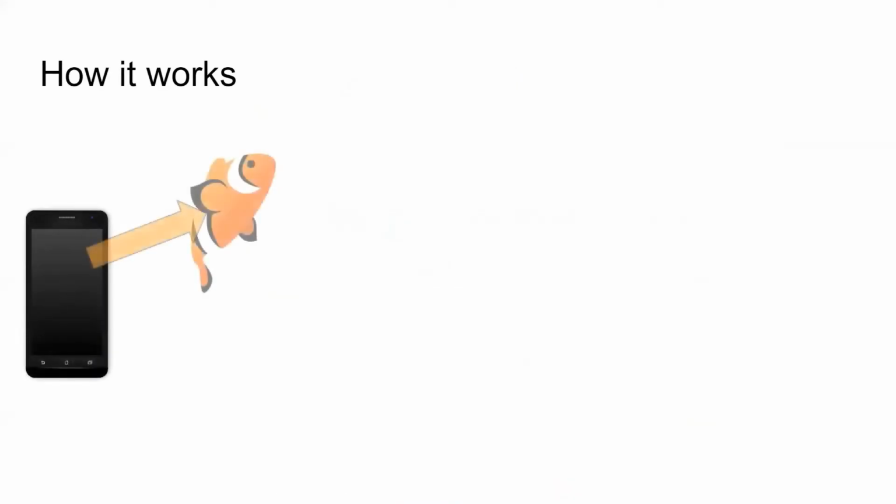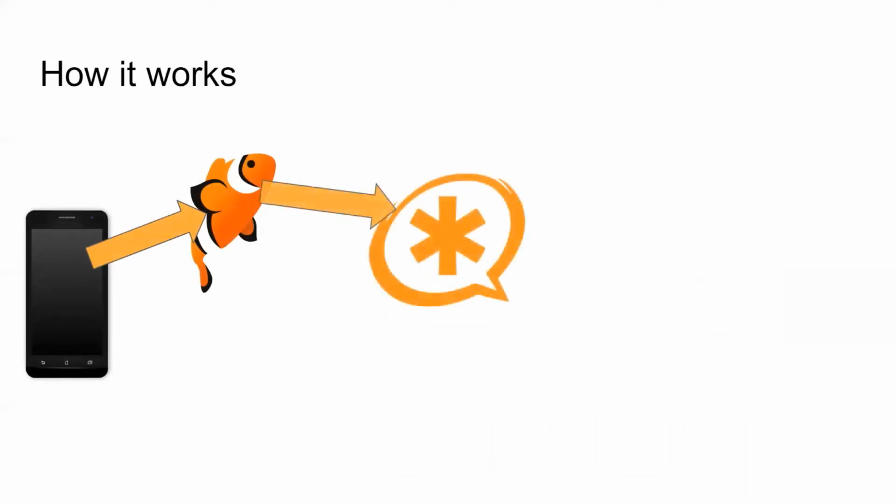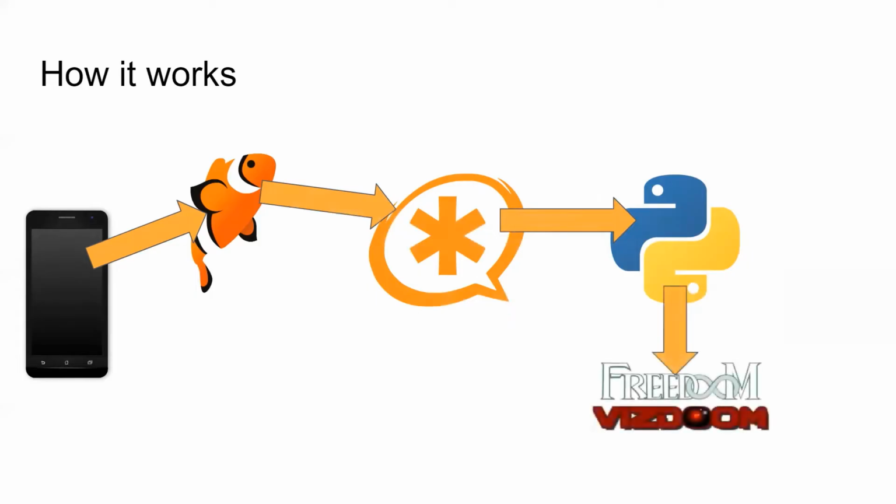So how does it work? I've got my phone. I make a phone call to a Simwood-owned telephone number. It sends that over a SIP trunk to my Asterisk server. My Asterisk server invokes my Python code over the ARI API. My Python code controls a Doom game.